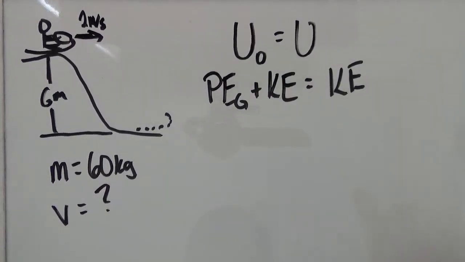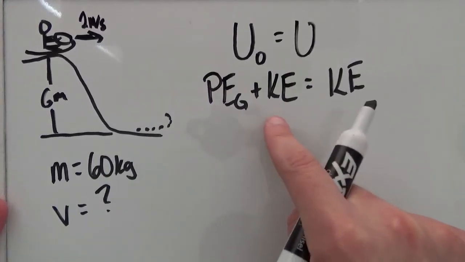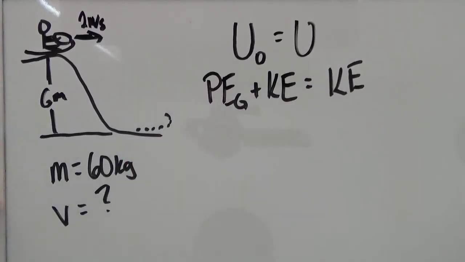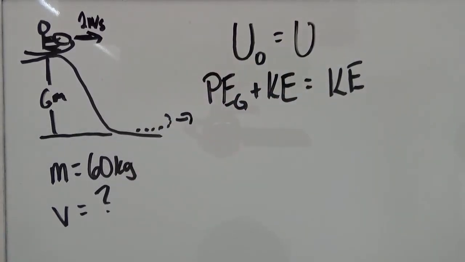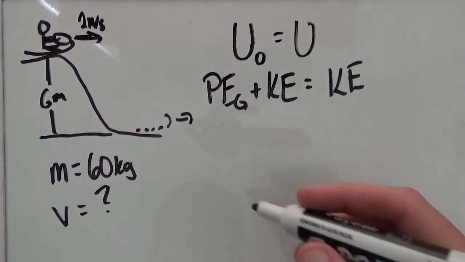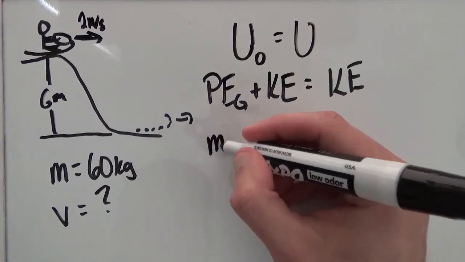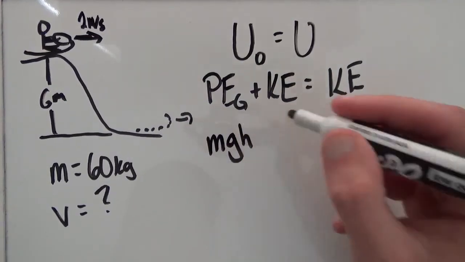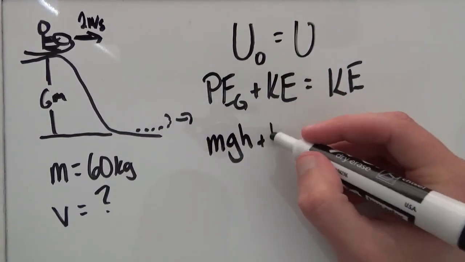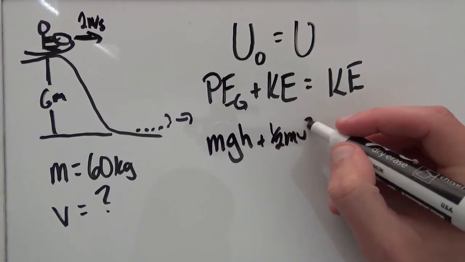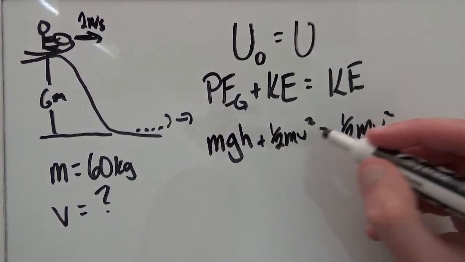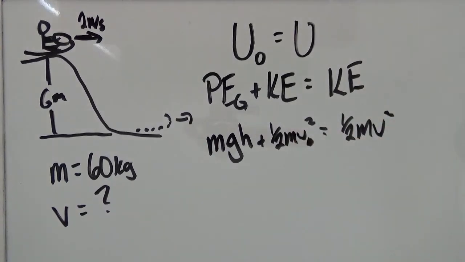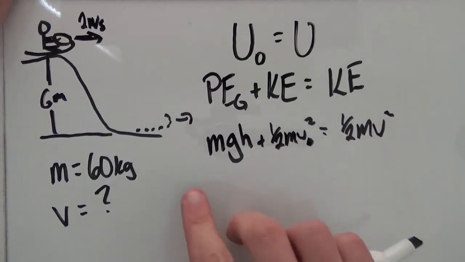So this is our setup, right? At the beginning, we have potential energy and kinetic energy. At the end, we just have kinetic energy down here at the bottom, the speed of this one, right? So now we can plug in. Gravitational potential energy is mgh, kinetic energy is 1/2 mv squared, all on formula sheets, right? This is initial velocity. All right, so we can plug in our values here.